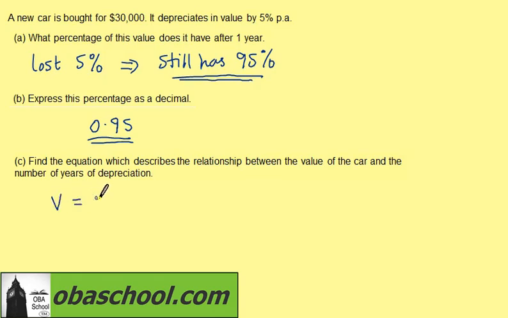So the value is going to be the initial value, then after 1 year we'd multiply that by 0.95. That would give us the value at the end of 1 year. If we want the value at the end of a second year, we'd multiply by 0.95 again. For the third year, 0.95 again, and so on. So after n years, we'd be multiplying by 0.95 to the power n.